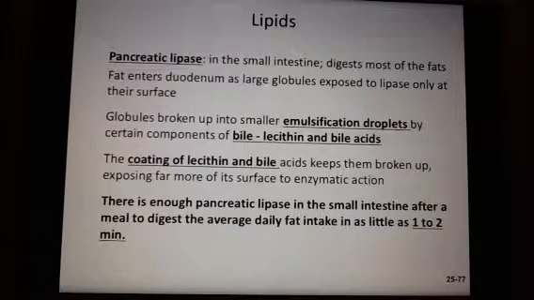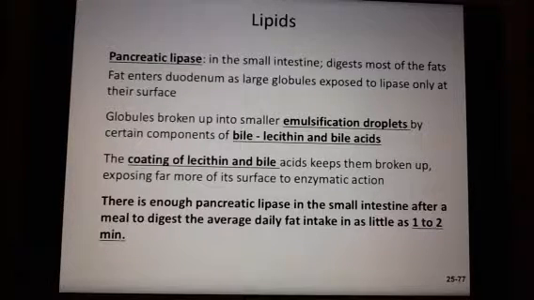So the fat enters the duodenum as large globules, and it's only exposed to lipase at their surface. Those globules are then broken down into smaller little droplets by components of bile. There's a picture in your book that shows the bile acids surrounding these little droplets. They basically coat the droplets, and it keeps them broken apart. And so that, again, increases the surface area for the enzymes to do their job.